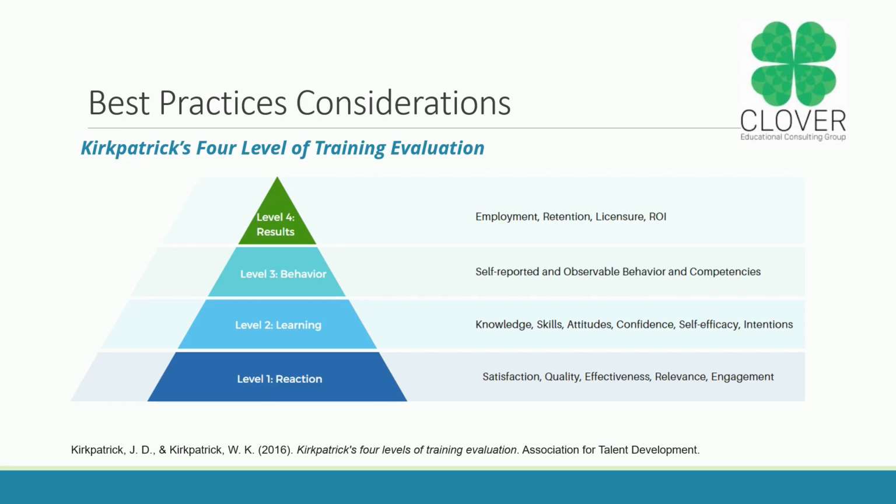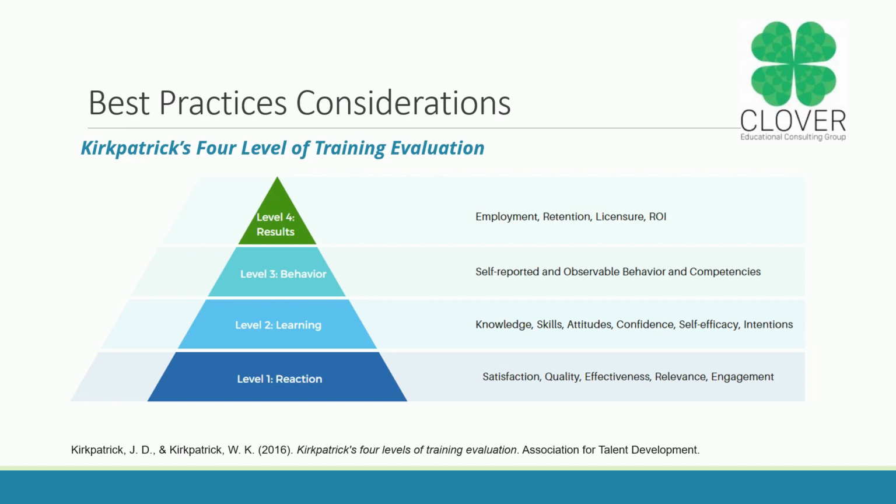So there are 4 levels, as I mentioned. The easiest level to measure is level 1, reaction. Here you're gauging the reaction of the interns, maybe of the supervisors or other staff, maybe of clients even. Here's where you're measuring things like satisfaction, quality, effectiveness, relevance of training, and engagement in training.